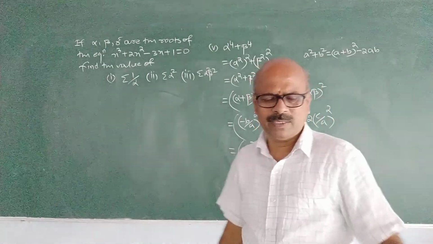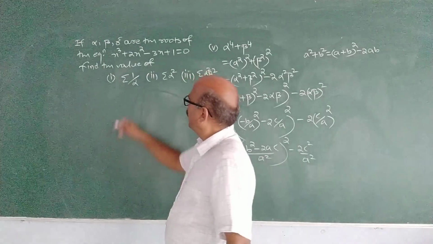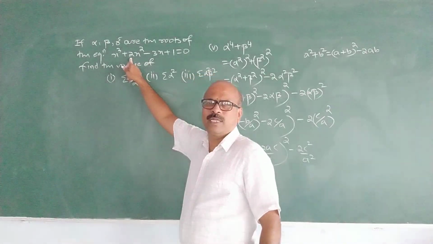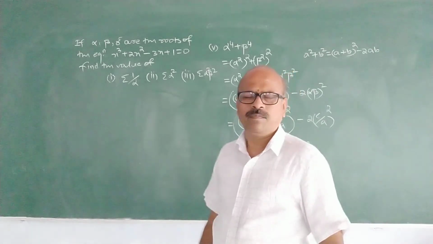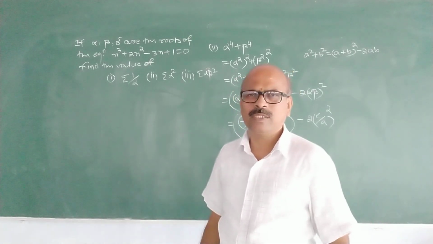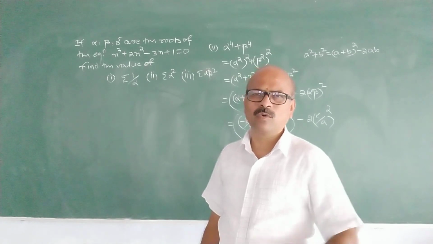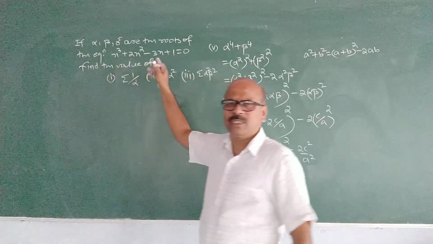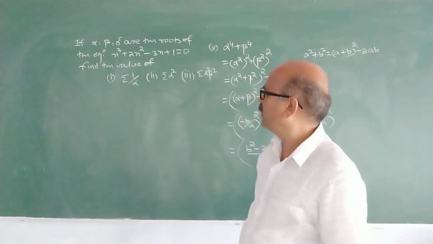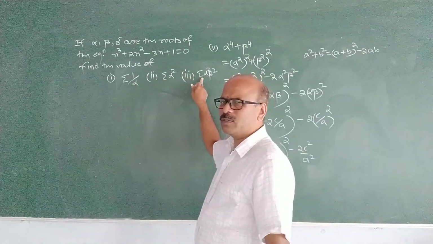Now the problem is a cubic equation. How many roots were there for a cubic equation? A general equation of degree n has at most n roots. The maximum number of roots is n because some roots may be repeated. Therefore, if a cubic equation is there, we take 3 roots. Alpha, beta, gamma are the 3 roots. Find sigma 1 upon alpha, sigma alpha square, sigma alpha square beta square.